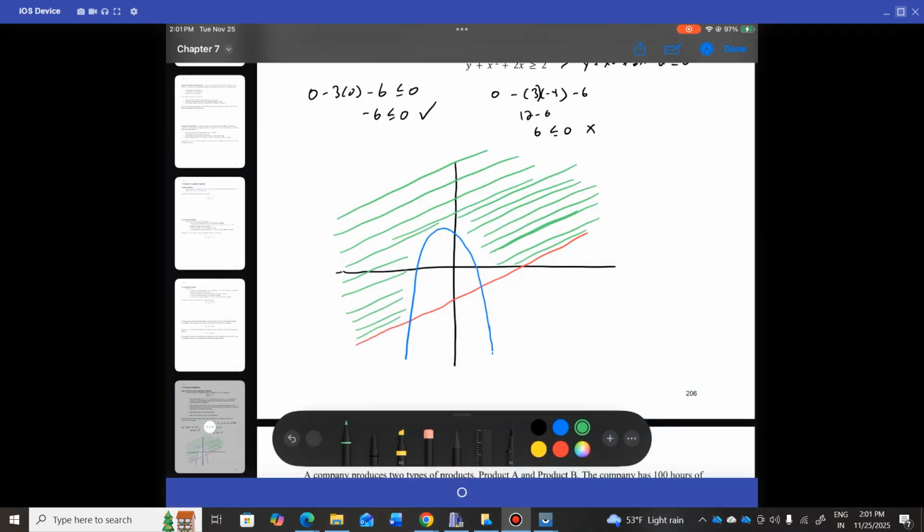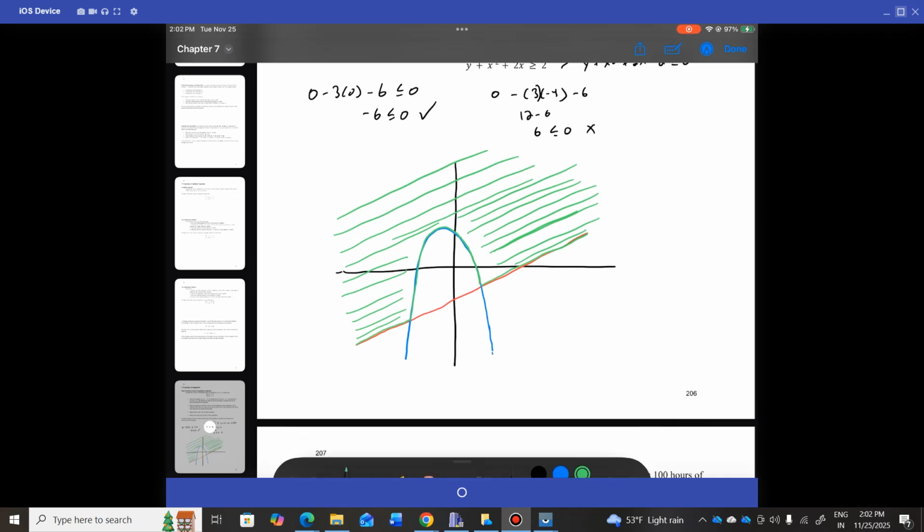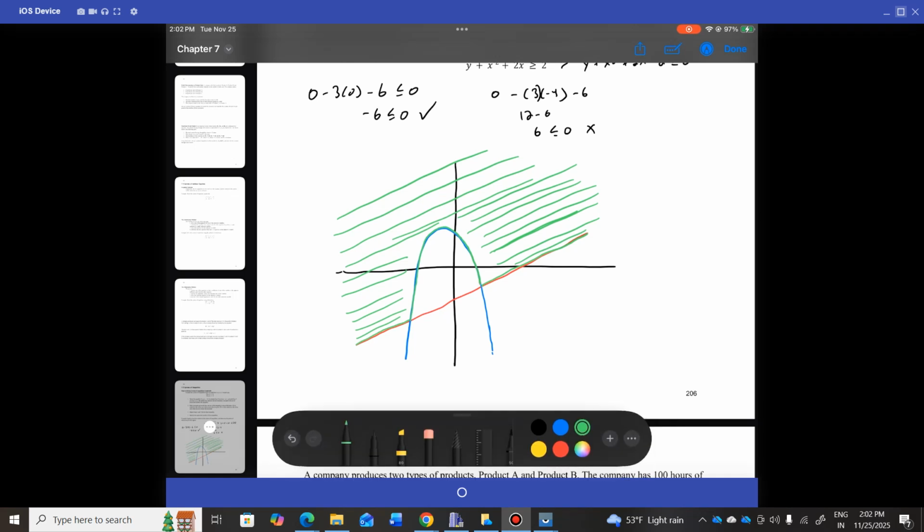So it is everywhere where this green region is, as well as along the lines here. Those will satisfy, any points within this region will satisfy both inequalities.